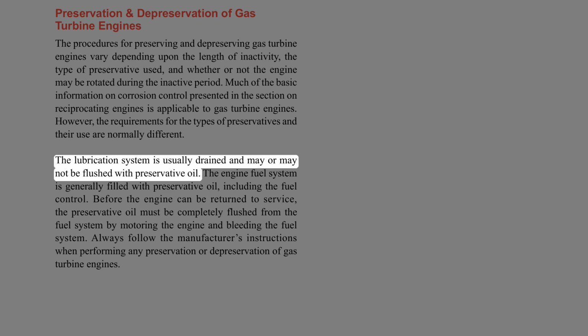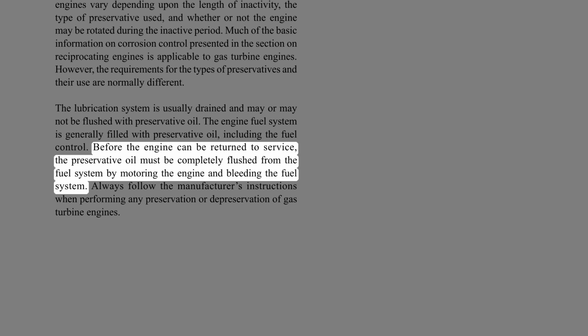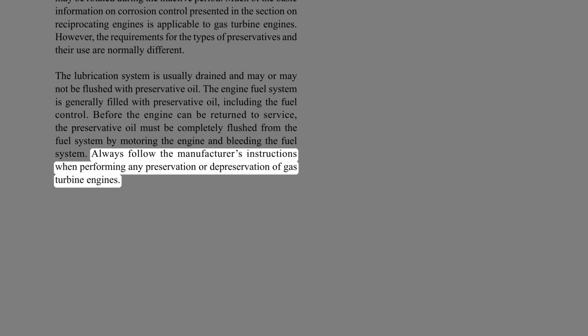The lubrication system is usually drained and may or may not be flushed with preservative oil. The engine fuel system is generally filled with preservative oil, including the fuel control. Before the engine can be returned to service, the preservative oil must be completely flushed from the fuel system by motoring the engine and bleeding the fuel system. Always follow the manufacturer's instructions when performing any preservation or depreservation of gas turbine engines.